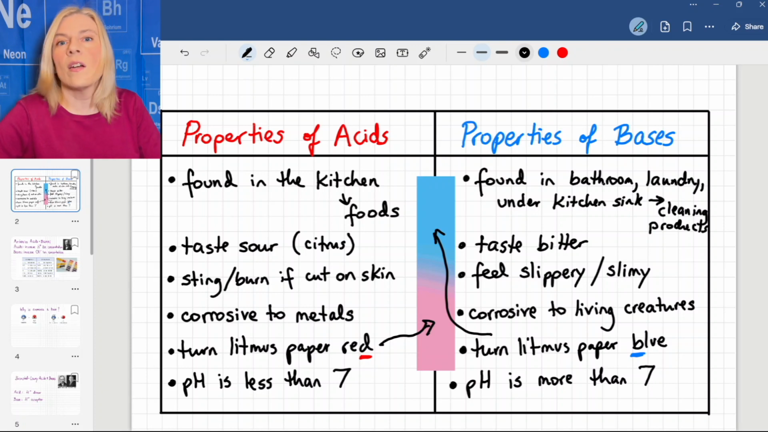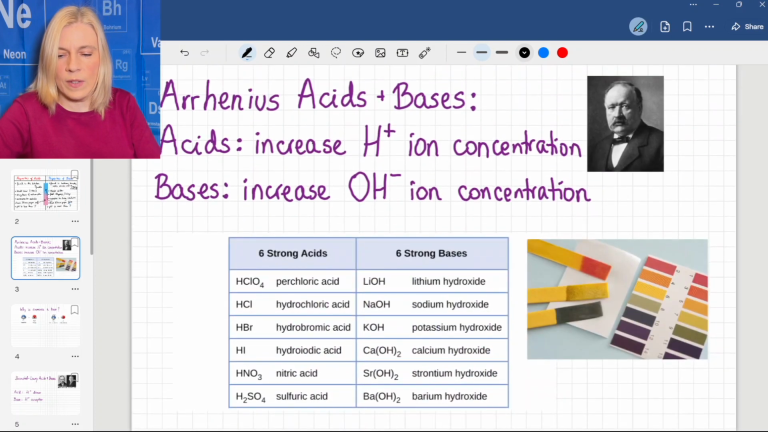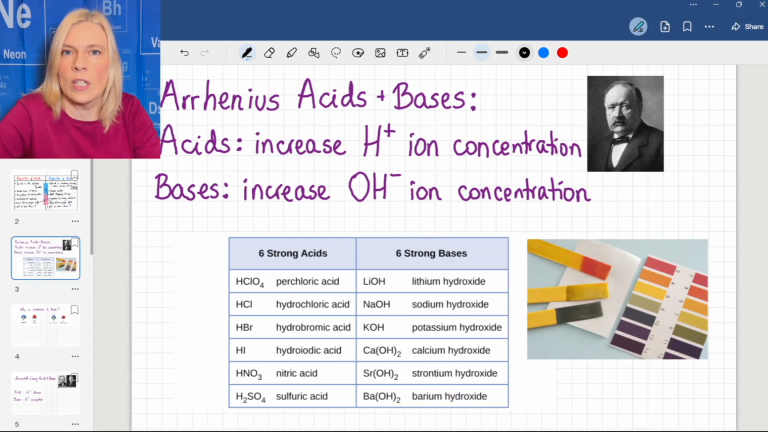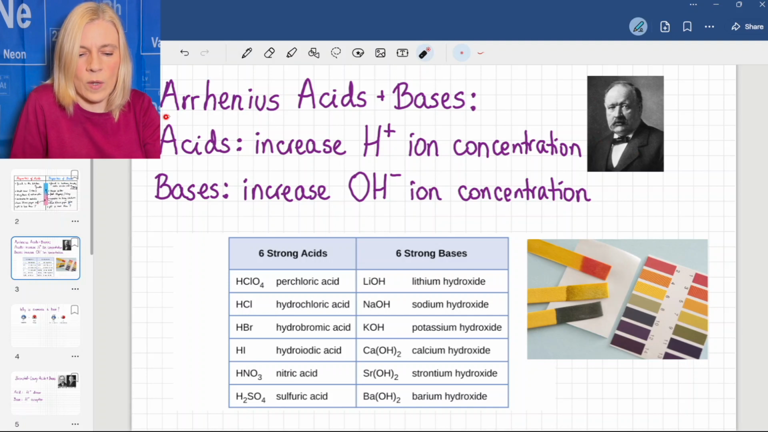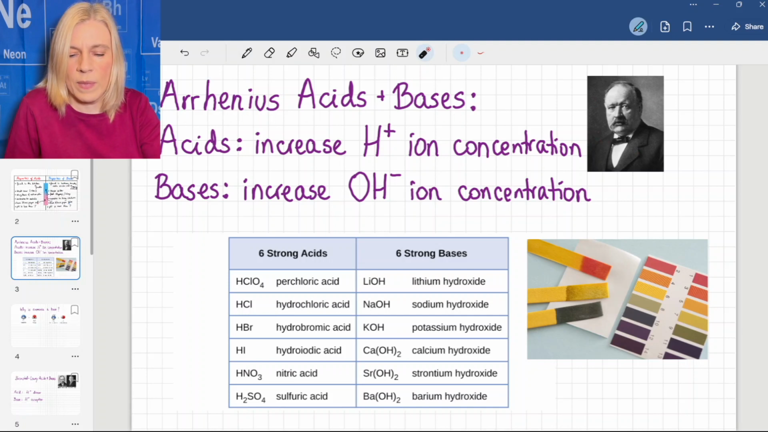Okay, so let's talk about some better definitions. We have the properties of acids and bases, so let's go to the definitions of acids and bases. The first person who came up with a very simple definition of an acid and base is Svante Arrhenius, and that's why we have Arrhenius' definition. He said that acids increase H plus ion concentration, and bases increase hydroxide ion concentration.